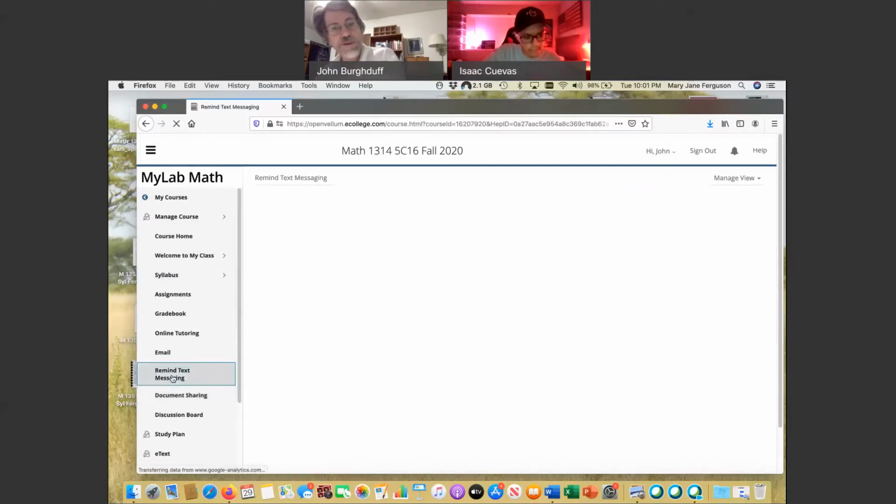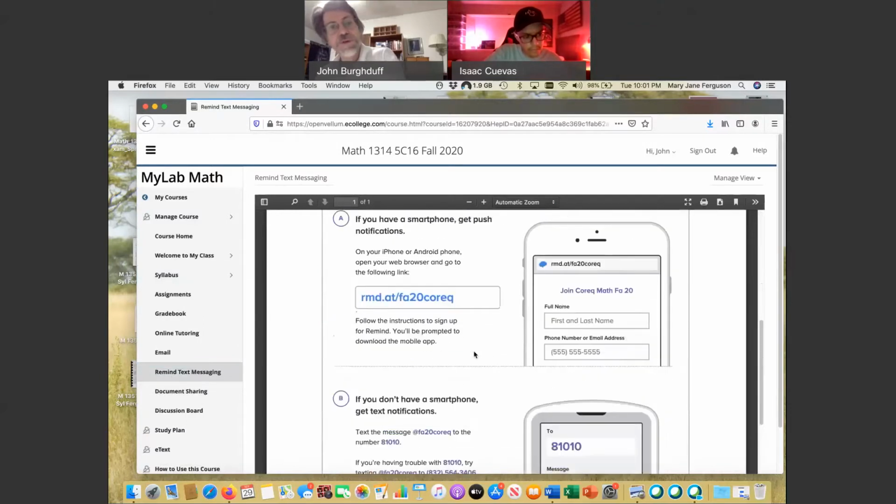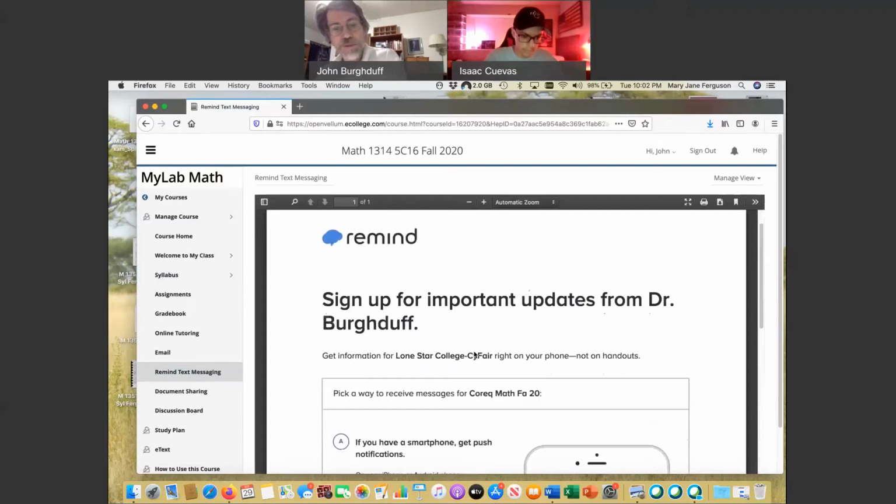And it talks about how to set up your Remind account so that I can text you. And as soon as you've done that, I will get a note in my text messages that you have set it up, and I can text you back and tell you what the password is.